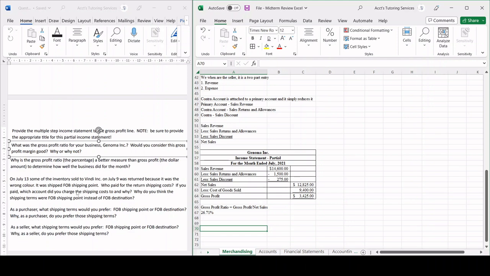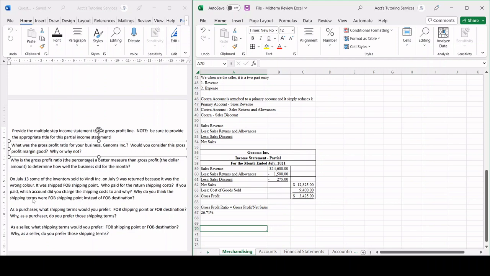If you paid, which account did you charge the shipping cost to, and why? We charge it to shipping expense and not inventory because that's the cost of doing business for us. Since we messed up, we incurred an expense to fix that mistake. That's why it's an expense. It's a cost of doing business, and we just want to make it right with our customer. As for the shipping terms being FOB shipping point instead of FOB destination, once again, we messed up. It's unfair for us to mess up and make our customer pay for it.